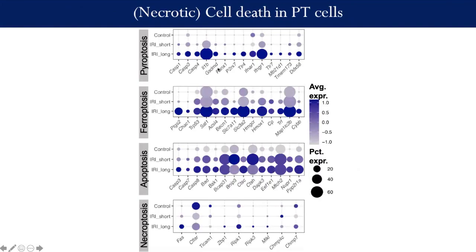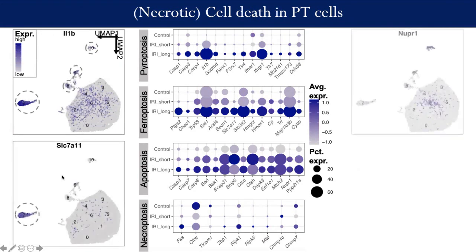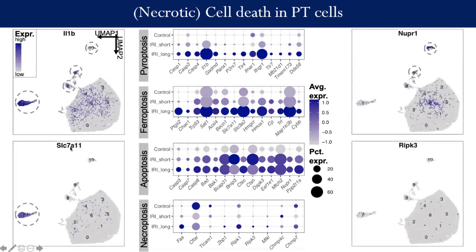When we try to see the enrichment of some of the markers of those necrotic cell death pathways, it was interesting to find that especially markers of pyroptosis, for example, IL-1 beta, and of ferroptosis, this SLC7A11 gene that belongs to a transporter of cysteine, were highly enriched and expressed in this outlier cluster, not so much markers of apoptosis and necroptosis, for example.